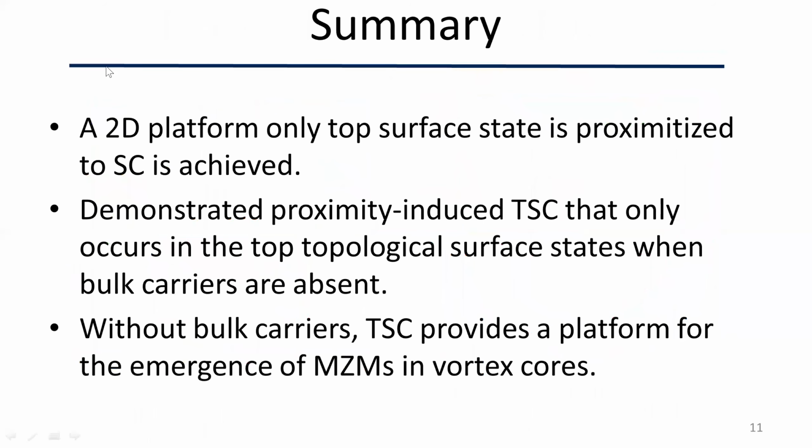Here is a summary of the work. A 2D platform with only top surface states proximatized to superconductivity is achieved. We demonstrated proximity-induced topological superconductivity that only occurs in the top topological surface states when bulk carriers are absent. Without any bulk carriers, topological superconductivity provides an ideal platform for the emergence of Majorana zero modes in vortex cores. Thanks for listening, and I would appreciate any questions and comments.